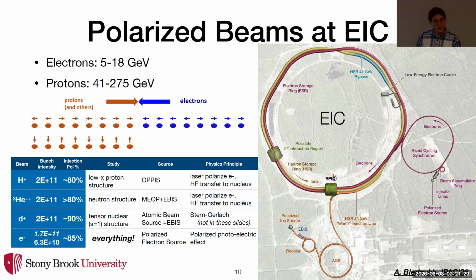Yes. So why don't we have transversely polarized electrons here? Why don't we have transversely polarized electrons in DIS? I mean, we could. Has anyone ever studied transversely polarized electrons in DIS?